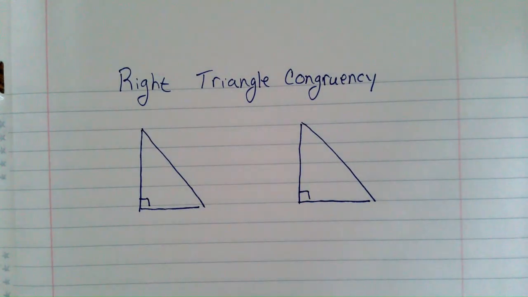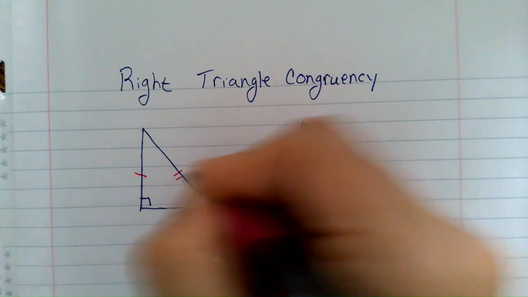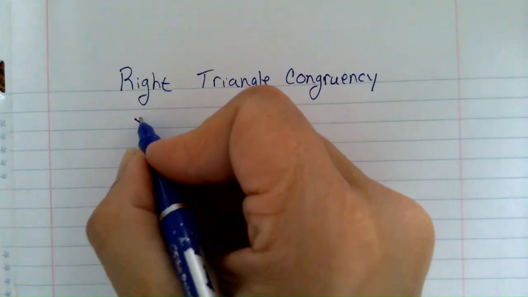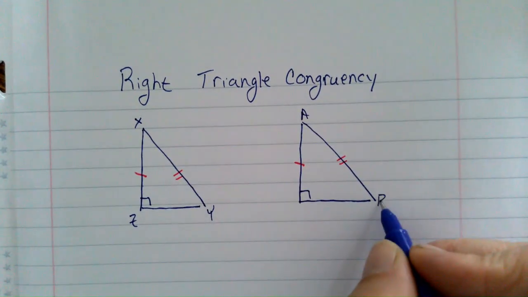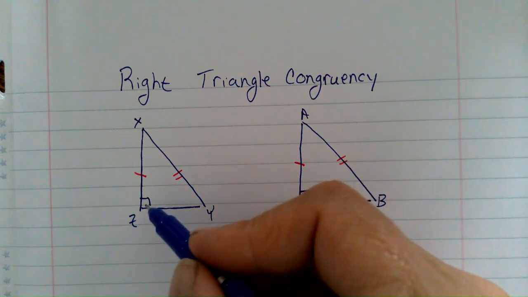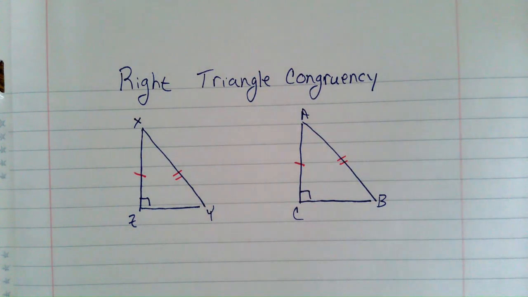Okay, I'm going to mark the givens. Okay, so those are marked. X, Y, Z, A, B, C. So you might notice that I've marked an angle, 90 degrees, a side, and a side. And I have said in my previous videos that angle side side does not prove congruency, and I will stand by that. So why can I say these two triangles are congruent when they're angle side side?